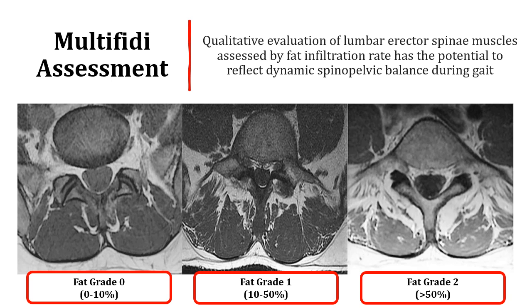So the qualitative evaluation of lumbar erector spinae muscle, specifically the multifidi, assessed by fatty infiltration rate, has the potential to reflect dynamic spinal lumbopelvic balance, not only during gait, as demonstrated by this article, but across multiple different tasks and the anticipatory tasks that we had previously described in the experimental studies.